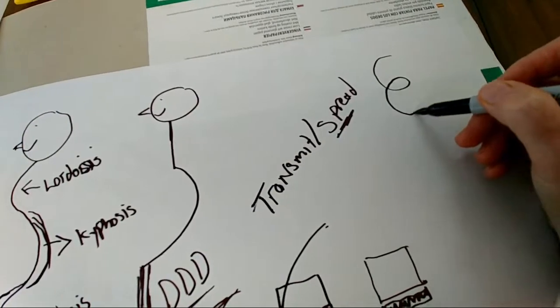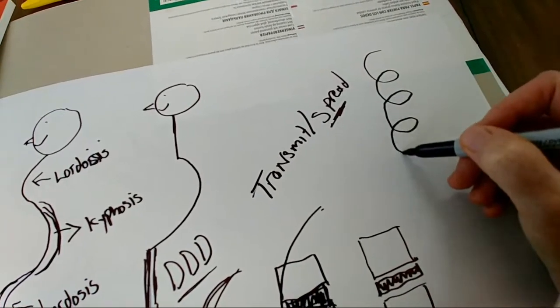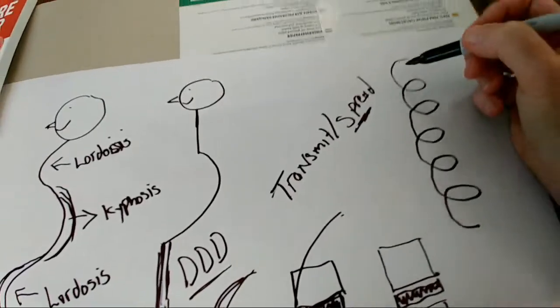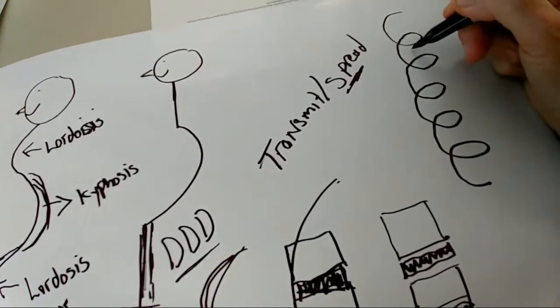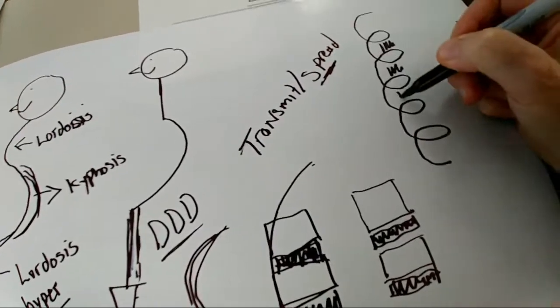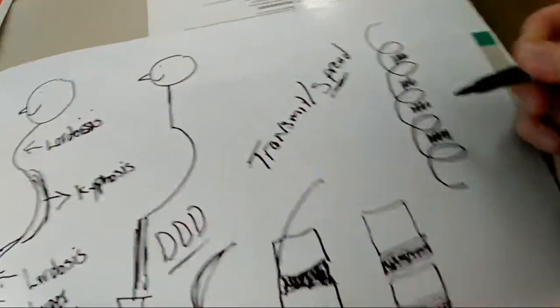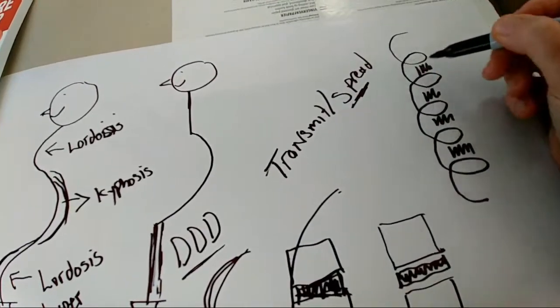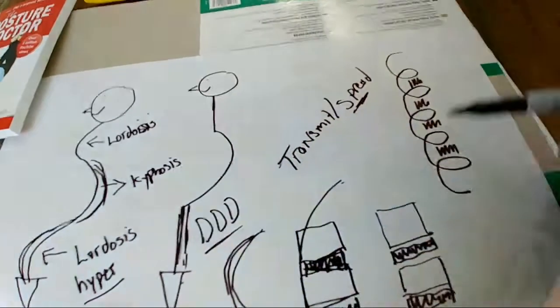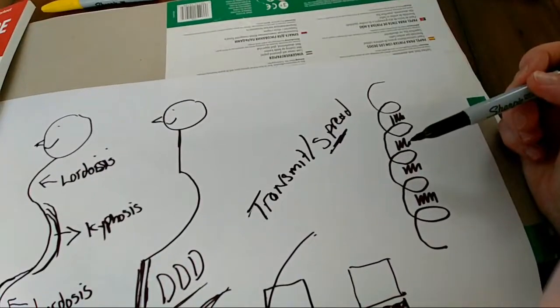So a spring has a lot of curves in it. Think of the space between the springs as the discs, and think of the coils themselves as the curves in your spine, giving you the shock absorption.